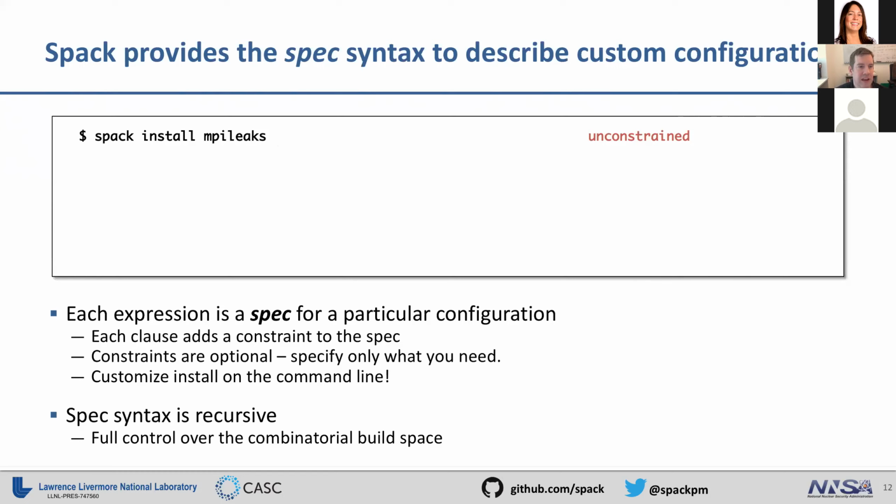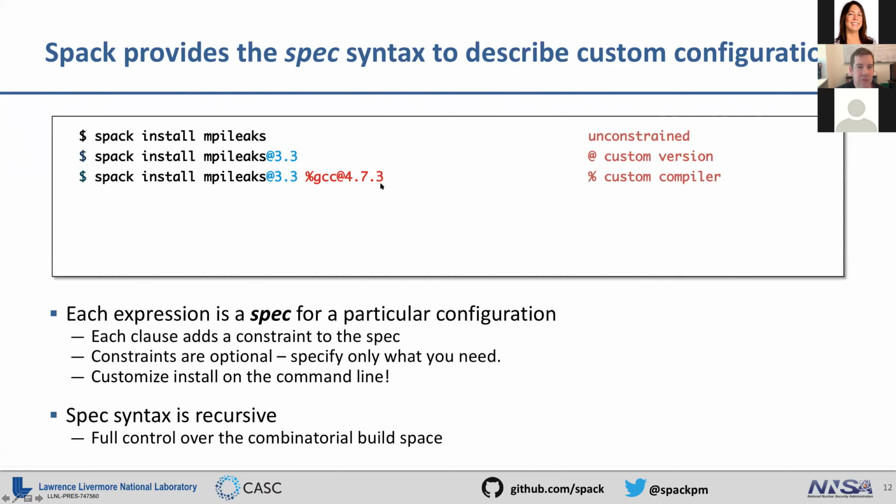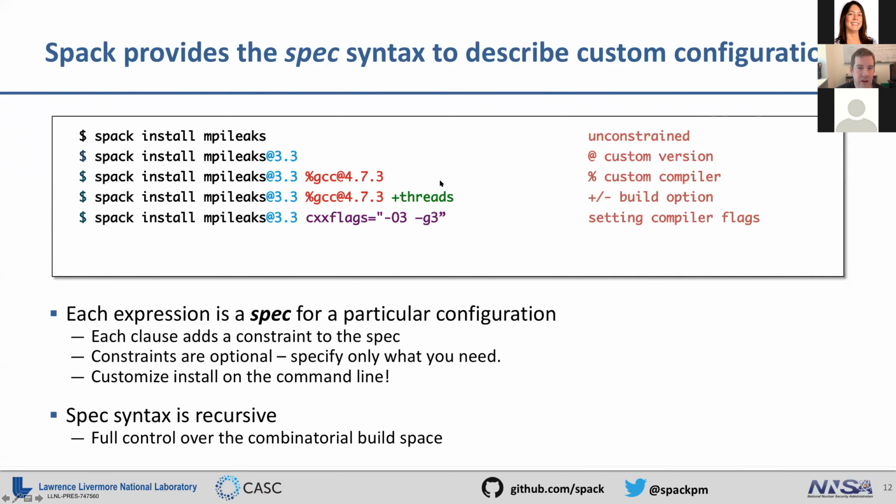If you just want that tool, you can say spack install mpileaks and get a default configuration. If you want to customize what version it is, you can say spack install mpileaks@3.3, and it'll go download the tarball for that and build it instead. If you want a particular compiler, you can say %gcc at a particular version as well. And you can have build options exposed by the package authors, and you can actually inject flags into the build if you want to. You can cross-compile on platforms like Cray.